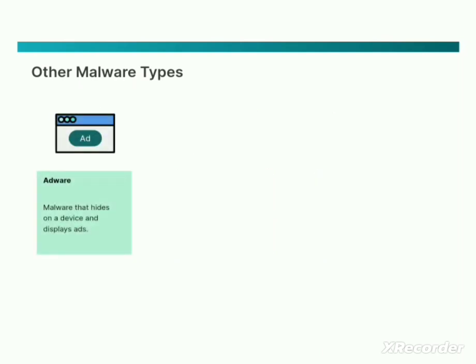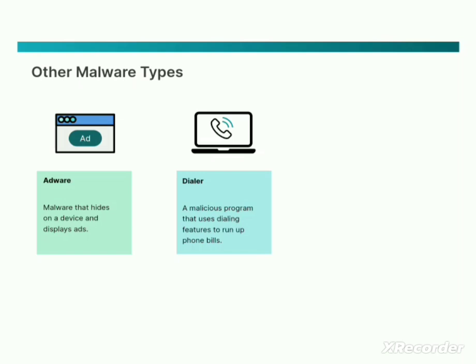Adware is a form of malware that hides on a device and displays ads. Some adware also monitors a user's online behavior so it can target them with specific ads. A dialer is a malicious program that is installed on a computer and tries to use the dialing features, often running up expensive phone bills for the victim. A dialer is unlike other types of spyware, though it is sometimes included with free software downloads.